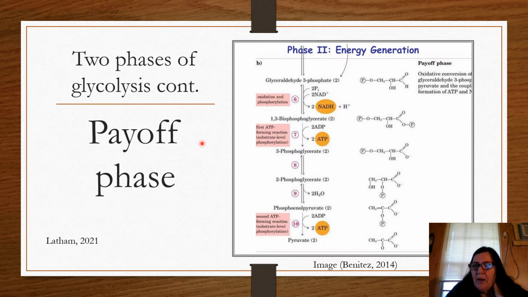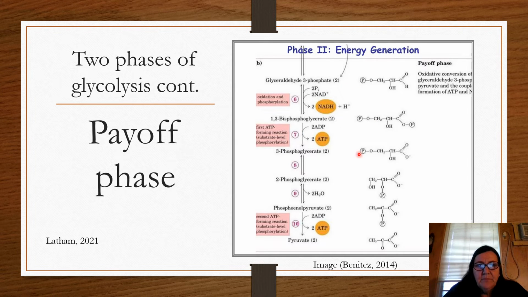In the payoff phase, the 2 molecules of glyceraldehyde 3-phosphate produced in the preparatory phase get converted into pyruvate, which produces 4 molecules of ATP and 2 molecules of NADH, but only 2 net ATP because 2 were used up. So here you have oxidation and phosphorylation taking place, where the glyceraldehyde 3-phosphate is converted, and this was the first ATP forming reaction. Right here you got ATP formed, and then the second ATP forming reaction is right here where you have substrate level phosphorylation, and you have substrate level phosphorylation right here. And so there's your second ATP.